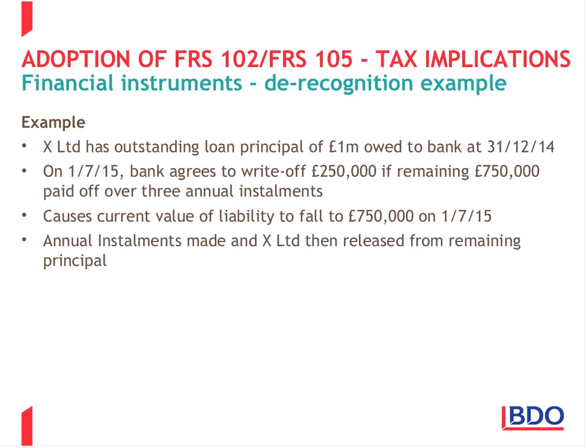X Limited has outstanding loan principal of £1 million owed to a bank at the 31st of December 2014. On the 1st of July 2015, the bank agrees to write off £250,000 if the remaining balance of £750,000 is paid off over 3 annual instalments. This will cause the current value of the liability under FRS102 to fall to £750,000 on the 1st of July 2015. So, assuming the annual instalments are made, X will then be released from the remaining principal at the end of the term.